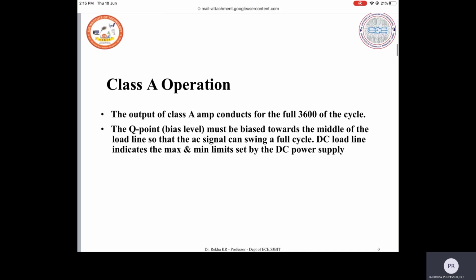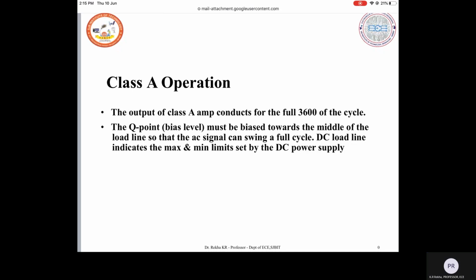So class A operation, the output of a class A amplifier consists of the full 360 degrees of the cycle. The Q point or bias level must be biased towards the middle of the load line so that the AC signal can swing a full cycle. That is, the DC load line indicates the maximum and minimum limits set by the DC power supply.